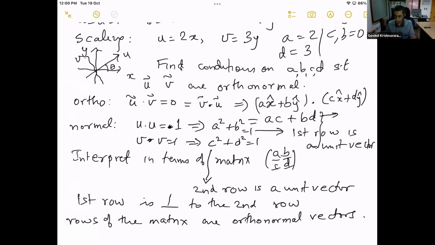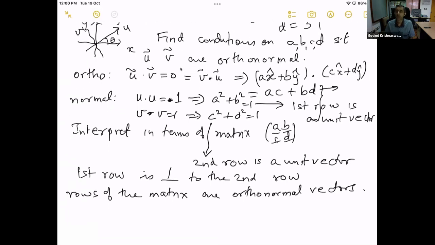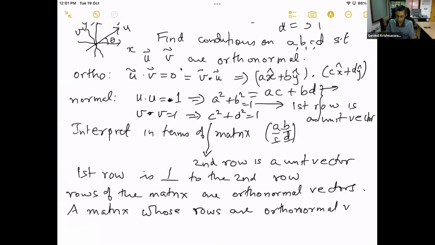Now, one piece of terminology: a matrix whose rows are orthogonal to each other and of unit norm, that is, whose rows are orthonormal vectors, is called an orthogonal matrix. This is a conventional terminology.